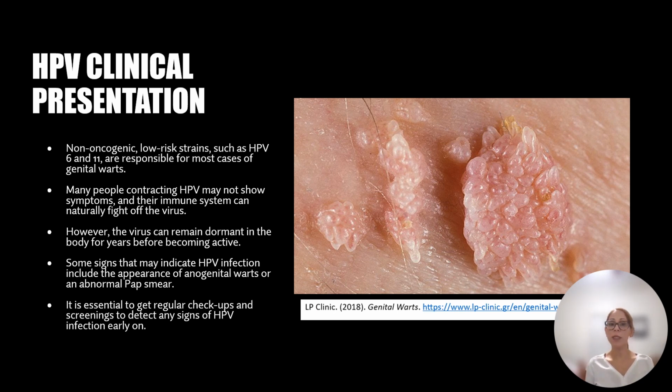Many people contracting HPV may not show symptoms, and their immune system can naturally fight off the virus. However, the virus can remain dormant in the body for years before becoming active. Some signs that may indicate HPV infection include the appearance of anogenital warts or an abnormal pap smear. It is essential to get regular checkups and screenings to detect any signs of HPV infection early on.